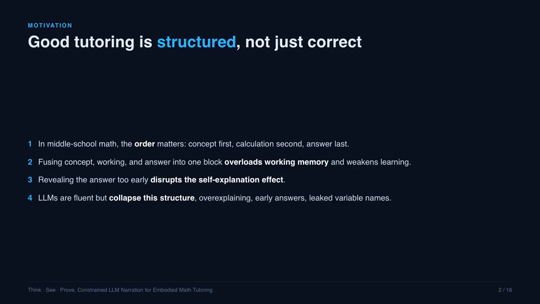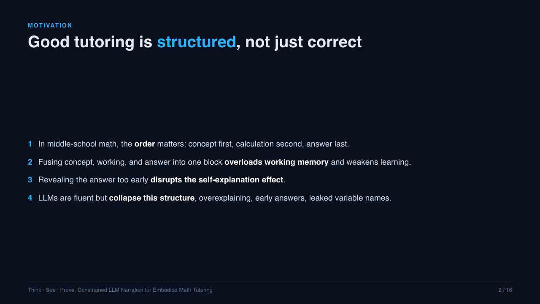Let me start with why structure matters at all. In middle school math, the order of an explanation is just as important as its content. A skilled human tutor introduces the concept first, works through the calculation second, and confirms the answer only at the end. That ordering is not an accident. It reflects how people actually learn.